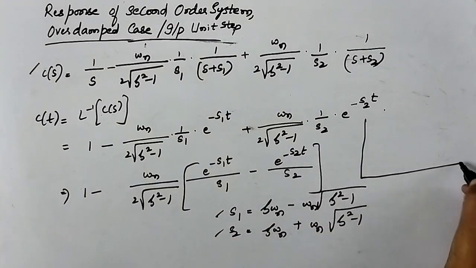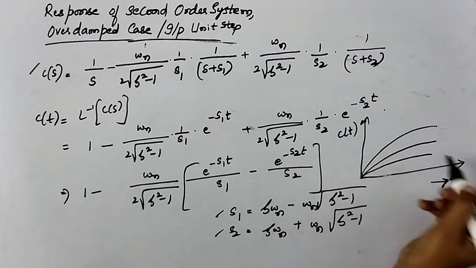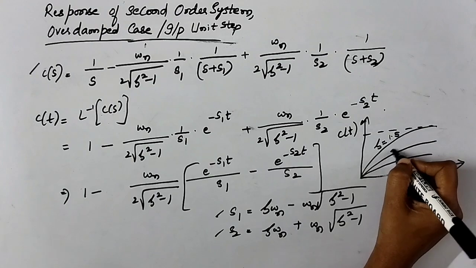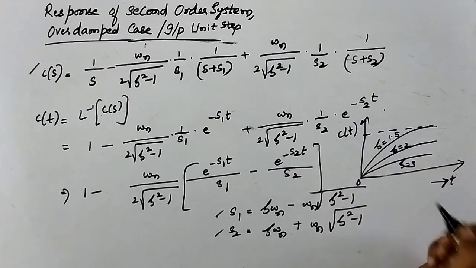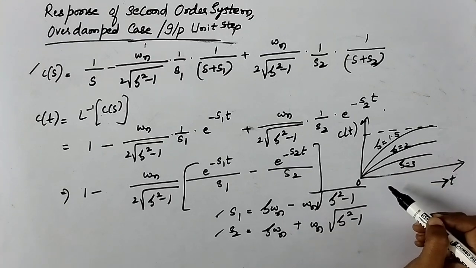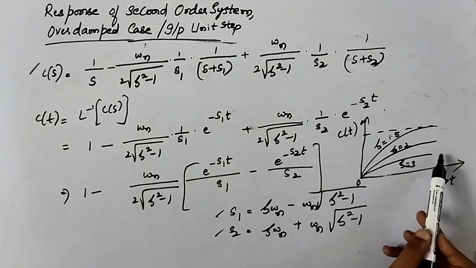Once the graphical representation for various values, like zeta would be 1.5, say zeta would be 2, and this is for zeta equal to 3. Here the response of an overdamped second order system has no oscillations, but it takes a longer time for the response to reach the final steady state value.